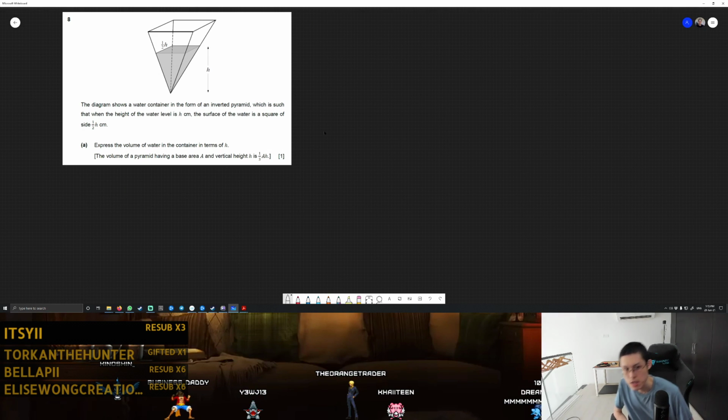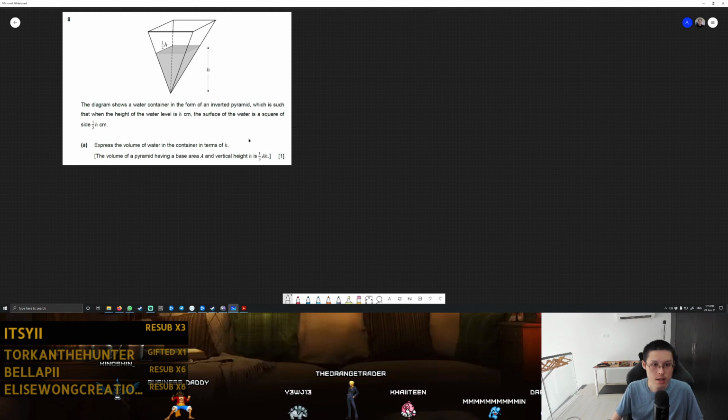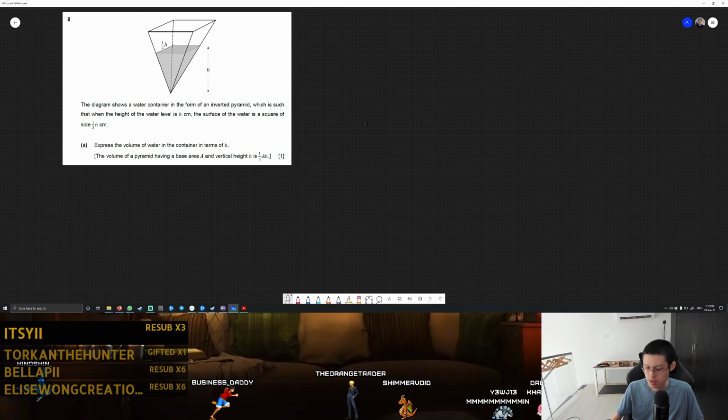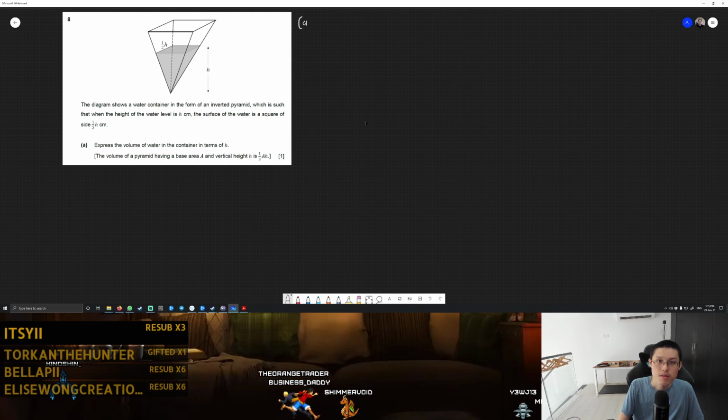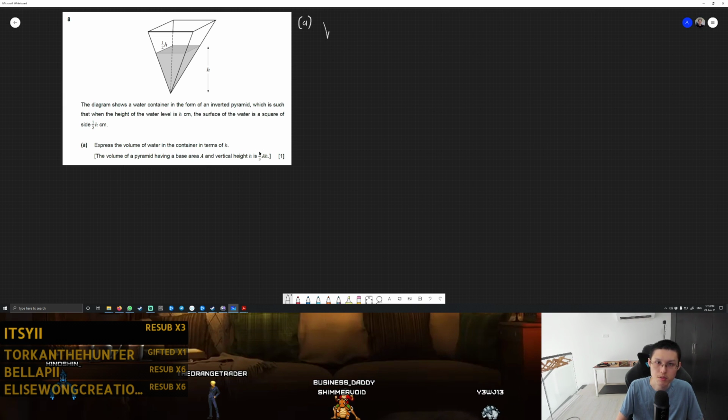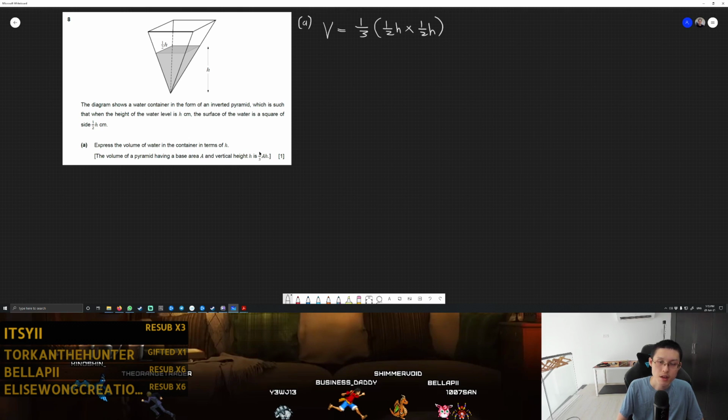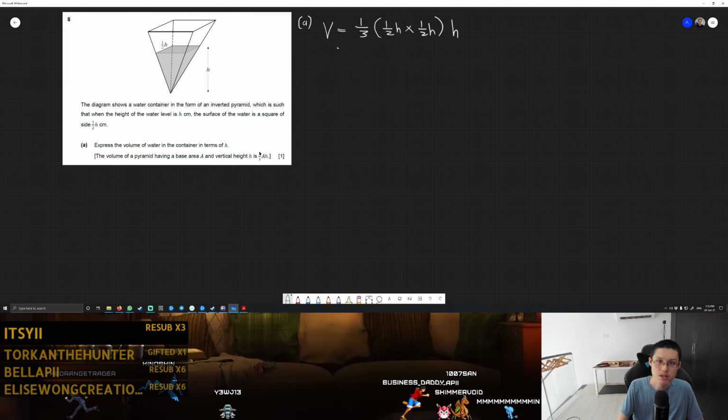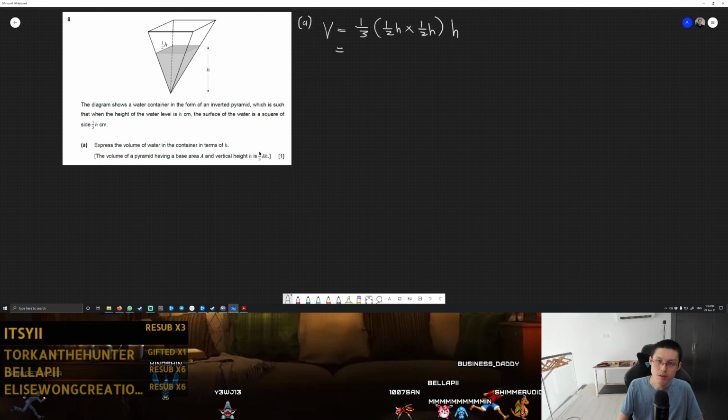Okay, so you have a water container, like an inverted pyramid. The surface of the water is a square with side half h. Find the volume of the water in the container in terms of h. The volume of the pyramid having a base area A and vertical height is given, so they've actually given you the equation already. The volume is 1/3 times the area. The area is half h times half h, and then the height is h. Simplifying this, you get 1/12 h cubed, and done.